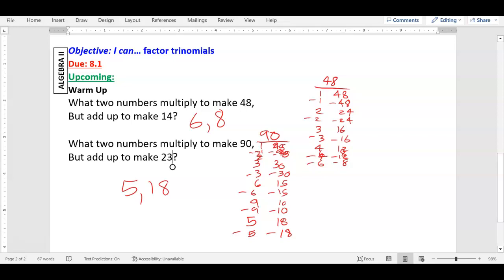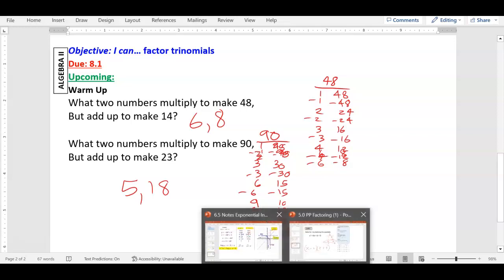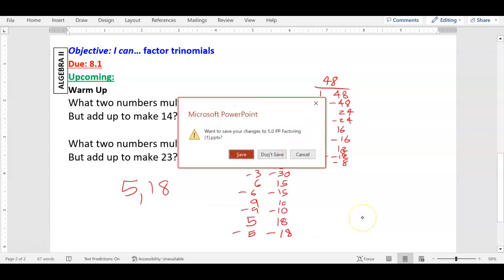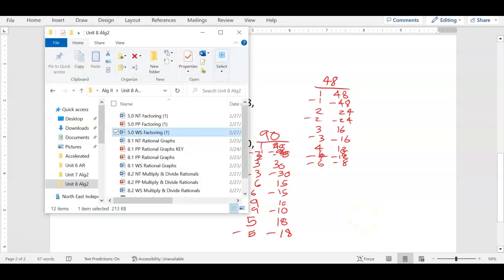But seriously, the reason why we did that is we need to be able to do this idea when we're doing factoring trinomials. So let's give it a shot. You will definitely be able to do it.